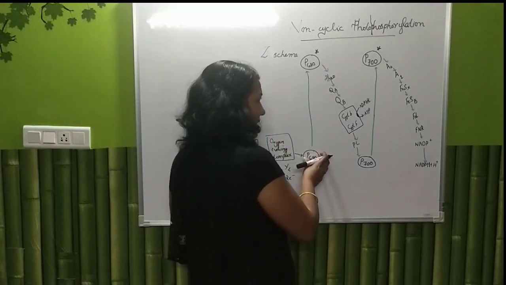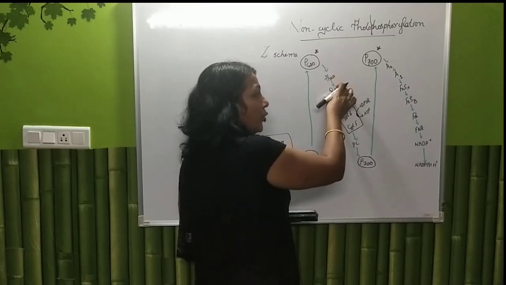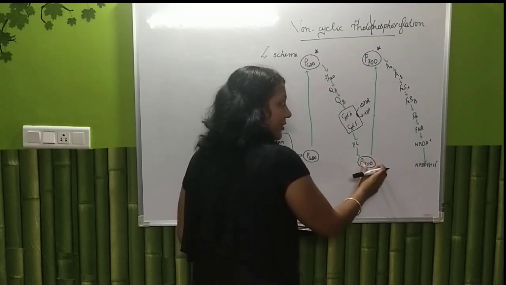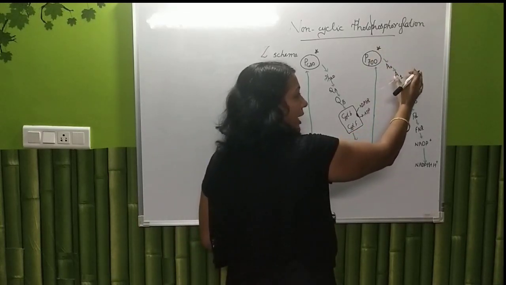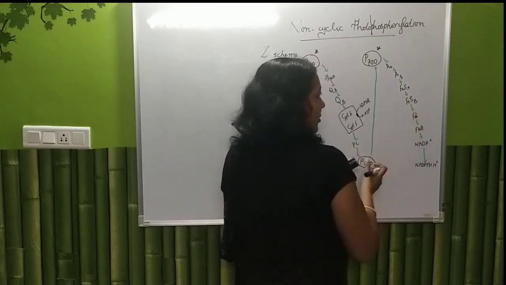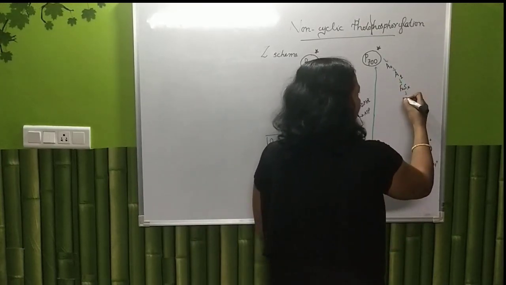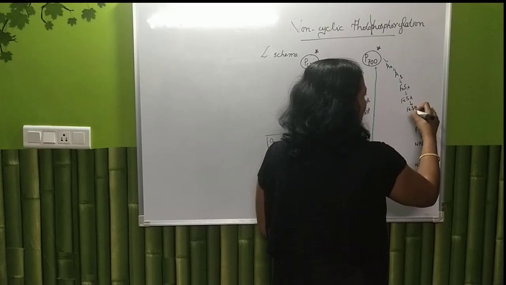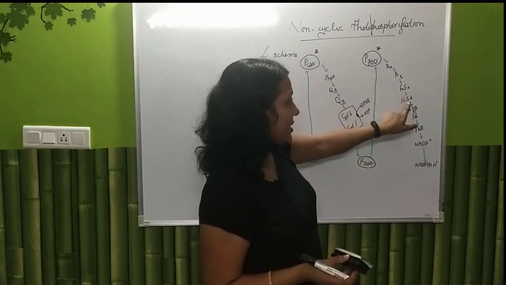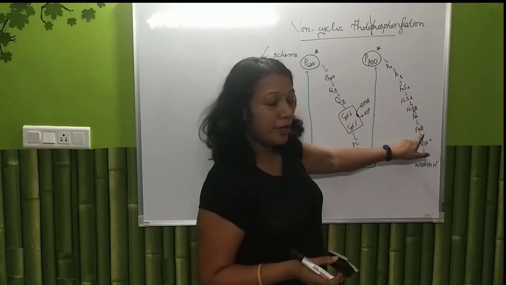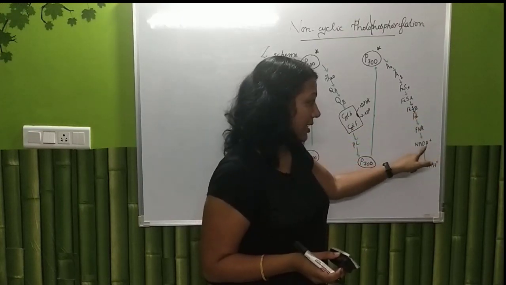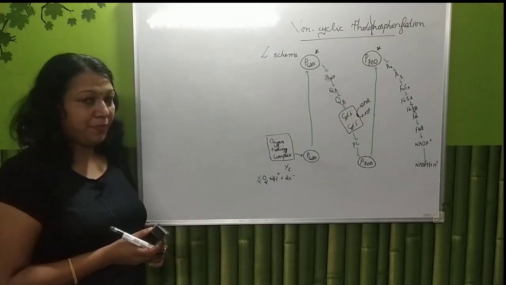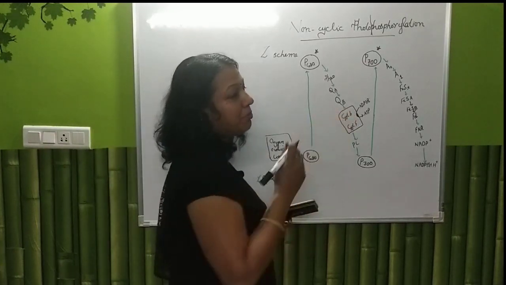You just by heart P680, pheophytin, QA, QB, cytochrome b6f complex, plastocyanin, P700, then A0, A1, FeS-X, then FeS-A, FeS-B, then ferredoxin, NADP reductase, NADP, NADPH plus H plus. And here we have one oxygen evolving complex. So this sequence you have to by heart.